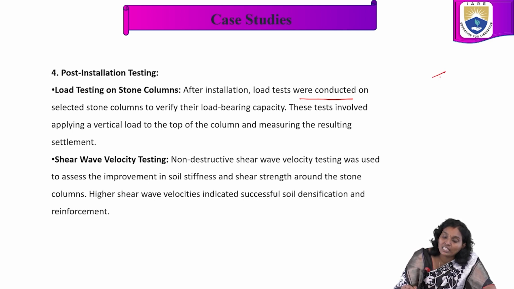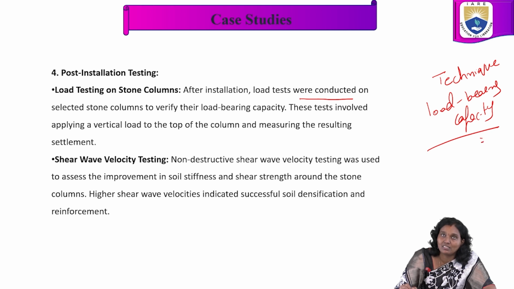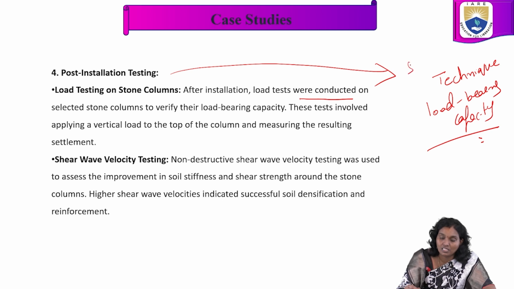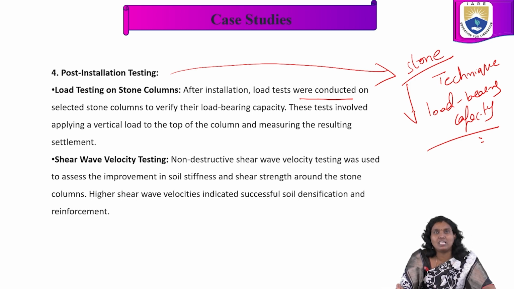So we are using this stone column ground improvement technique for getting the desired load bearing capacity for the project requirement. Once we finish the installation of the stone column, we test whether it has reached the required capacity, and for this purpose we do this post installation testing. These tests involved applying a vertical load to the top of the column and measuring the resulting settlement. One more test we are conducting is shear wave velocity testing.